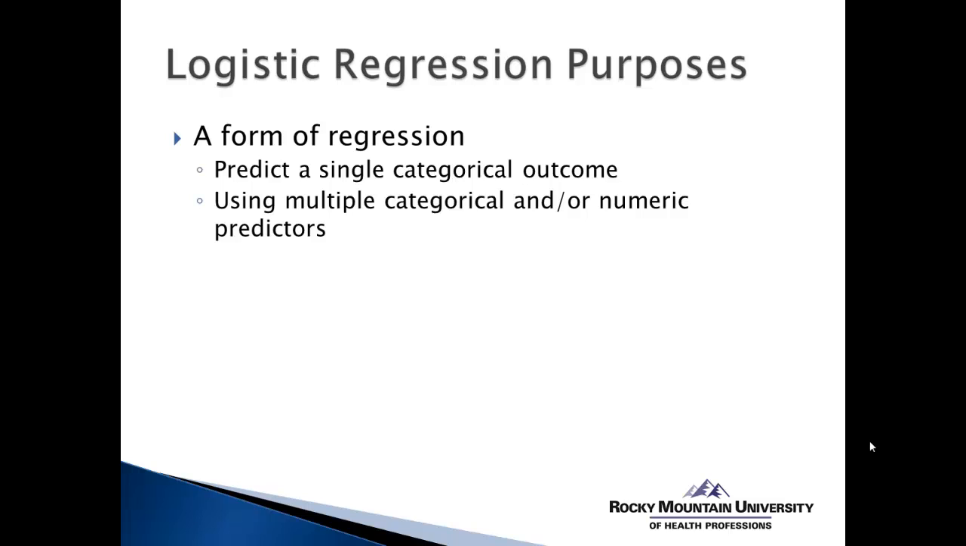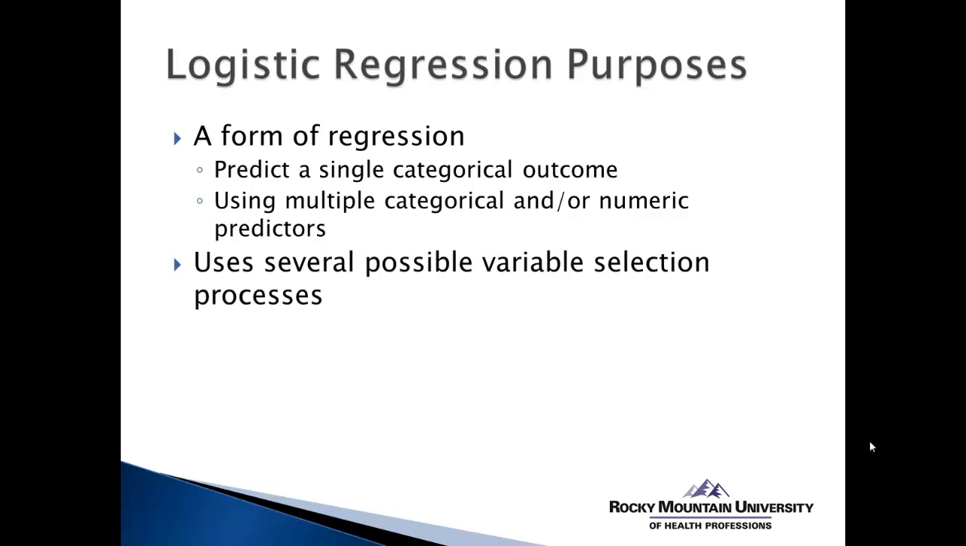We're still able to use multiple numeric and/or categorical predictors to make this prediction. So it becomes a little more useful, and allows us a little more flexibility compared to what we can do with multiple regression. We're still going to use several possible variable selection processes. We have our stepwise regression options. We have our enter method, in which we can force all the variables into the model simultaneously. So a lot of those selection processes are not going to be different from what we see in multiple regression.